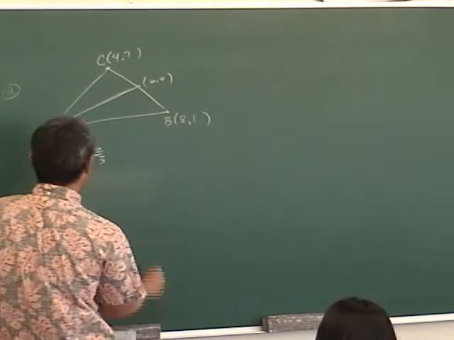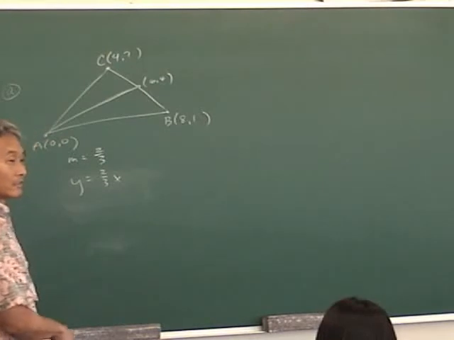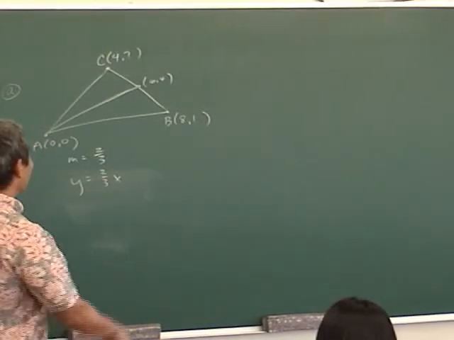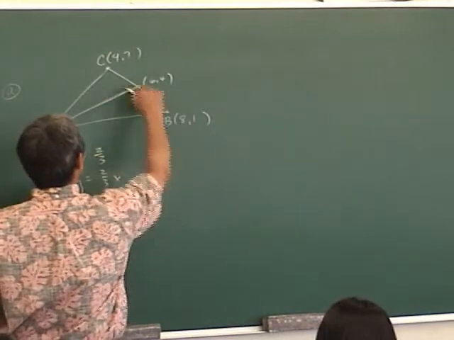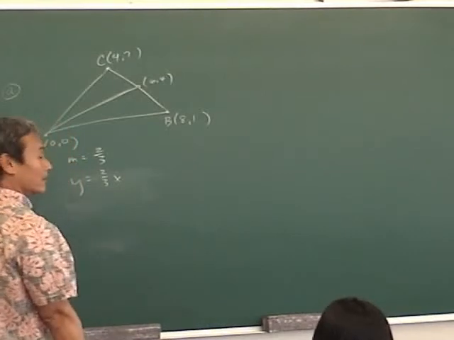So, are you doing this then? y equals 2/3 x? y minus 0 equals 2/3. Okay, now which other median you want to do? The one from B or the one from C? Pick one. C. Okay, the one from C.